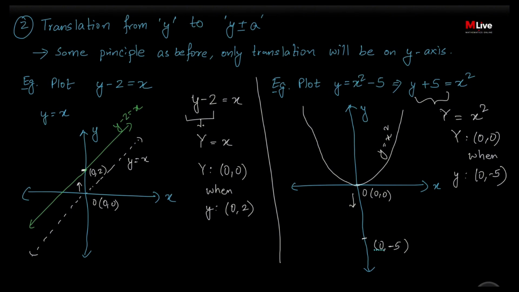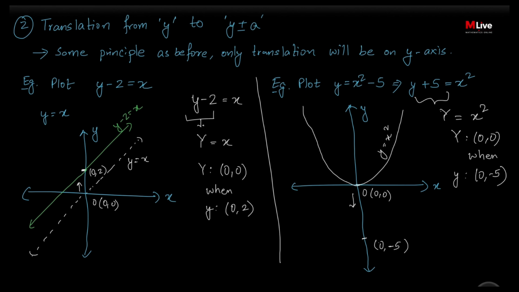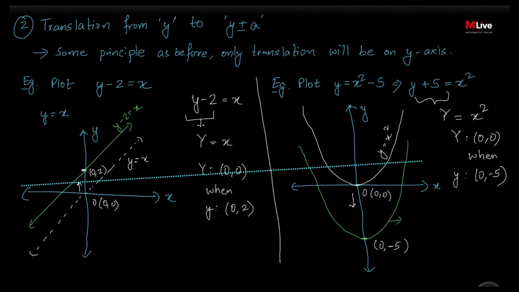Once it has moved downwards, then it is easy to plot the parabola. So you'll have the same parabola which is facing upwards, but the minimum point here will be 0, minus 5 instead of 0, 0. And that, my friends, concludes the second form of translation from y to y plus minus a.